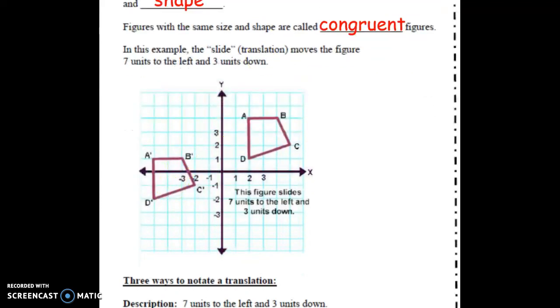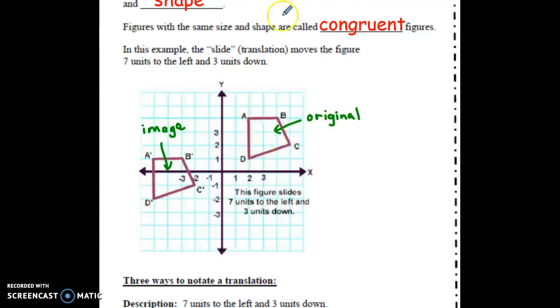So we have to learn one other quick thing about notation. The original figure, or the pre-image, is going to be labeled with the letters A, B, C, D, or sometimes they use other letters like X, Y, Z. And the image, the figure that was created by doing our transformation, is going to have these little tick marks. So you'll see A prime, B prime, C prime, D prime. That's how you know this is the image. This was created by sliding this.